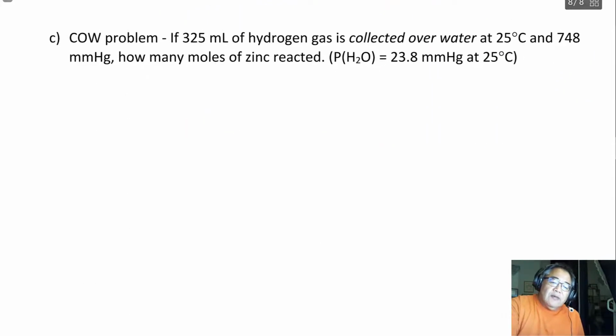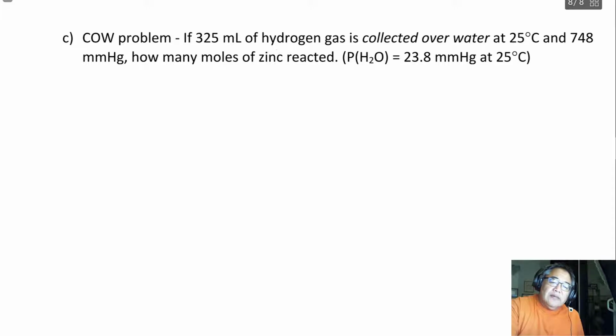So here it says you have 325 milliliters of hydrogen gas, and it's collected over water at 25 degrees Celsius, 748 millimeters of mercury. How many moles of zinc reacted? And it gives you the vapor pressure, or the partial pressure of water at that temperature. Or we could have gone to that table. It's the same value in the table. Okay, so we have a reaction between zinc and hydrochloric acid, though I don't think I wrote that in here. So we have an excess of hydrochloric acid.